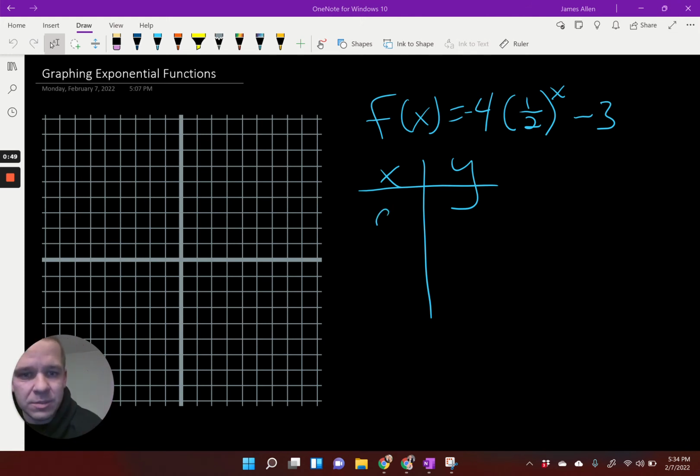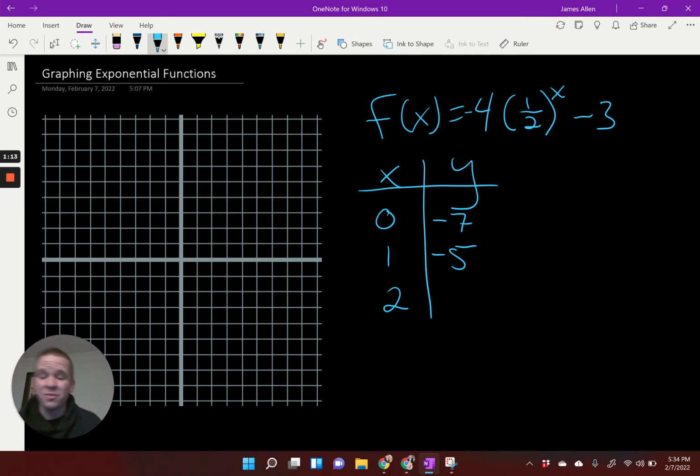All right, so I'm going to go with some 0. So I got 1/2 to the 0 power. 1/2 to the 0 power is 1. Times -4 is -4. Minus 3 is -7. And then if I raise it to the first power, that's 1/2. But that's okay because I'm going to multiply it by -4. 1/2 times -4 is -2. -2 minus 3 is -5.